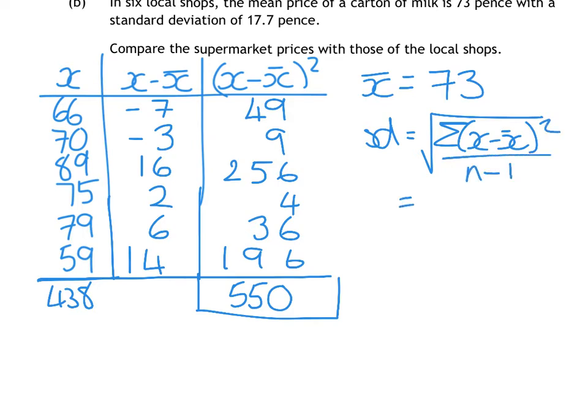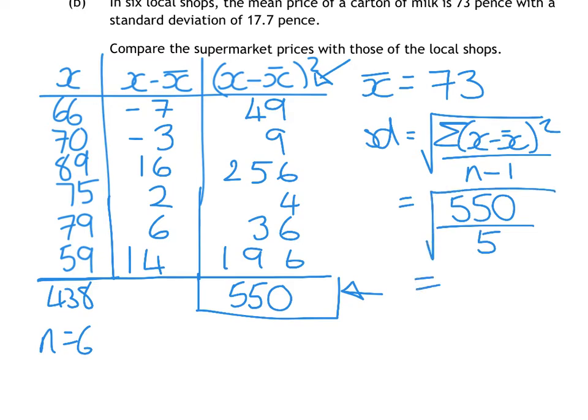So, the sigma symbol means the sum of, so it means the total of this column here, which is this number. So that number goes on the top of your formula. N is 6 because you've got 6 numbers in your list, so 6 take away 1 is 5. So we've got the square root of 550 divided by 5, which is the square root of 110, and it gives us 10.49. They haven't mentioned decimal places, so I'm just going to do it to 2 decimal places. So that is your answer to 2 decimal places.